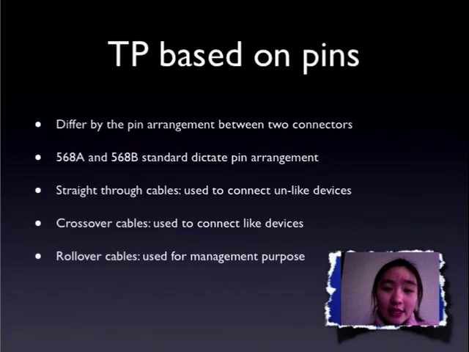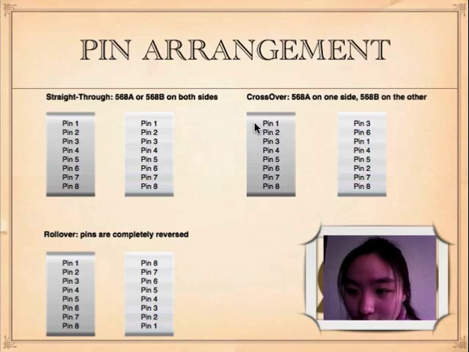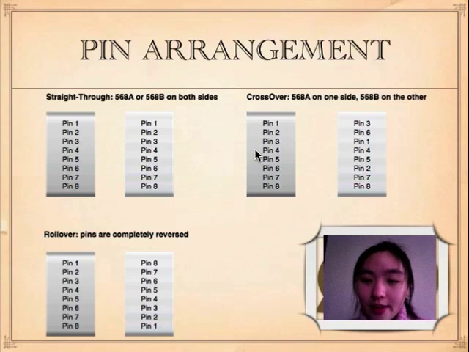On the other hand, crossover cables are used to connect like devices. For example, the connection between 2 desktops or 2 switches uses crossover cables. And here's how their pinout looks. Pin 1 corresponds to pin 3, pin 2 corresponds to pin 6, pin 3 corresponds to pin 1, and pin 6 corresponds to pin 2, while other pins are matched with their corresponding pins.